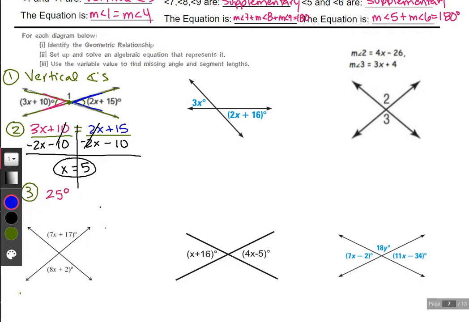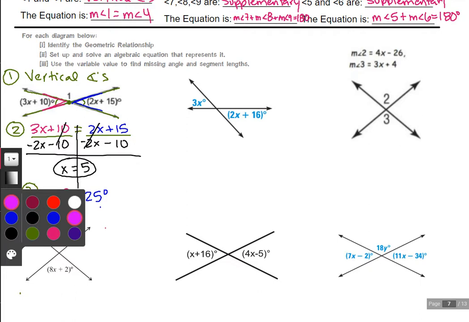Now this is, of course, no surprise. Vertical angles by rule are congruent, which means they're equal. So if we've gotten different angle values, that means something went horribly wrong, and we have to fix it. Okay, so let's continue. So this one is going to be vertical angles again.